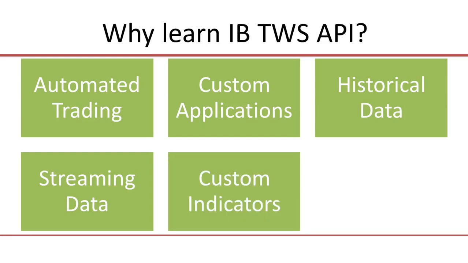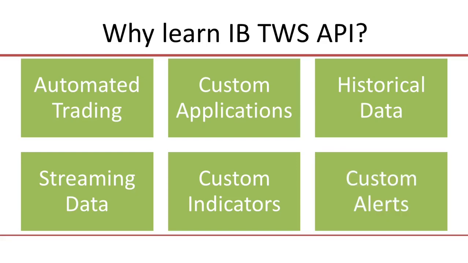You can build custom indicators, and then you can use TWS API to build custom alerts and notifications. For example, if you are a kind of trader that uses a specific set of patterns for entering or exiting your trades or investments, then you can use TWS API to build a custom script that monitors the market and then sends those alerts and notifications to your mobile or email whenever the specific pattern appears in the market. So these are some of the most popular ways in which traders and investors use TWS API.